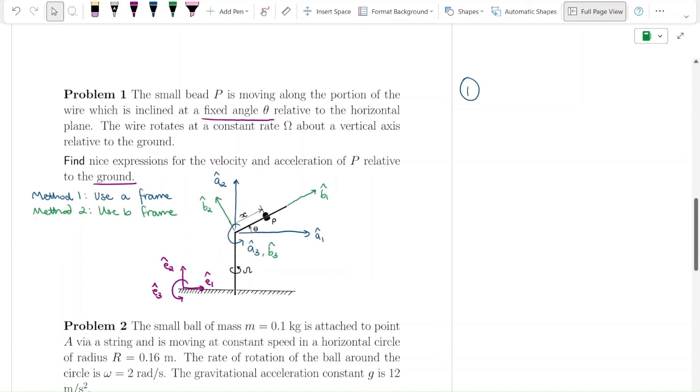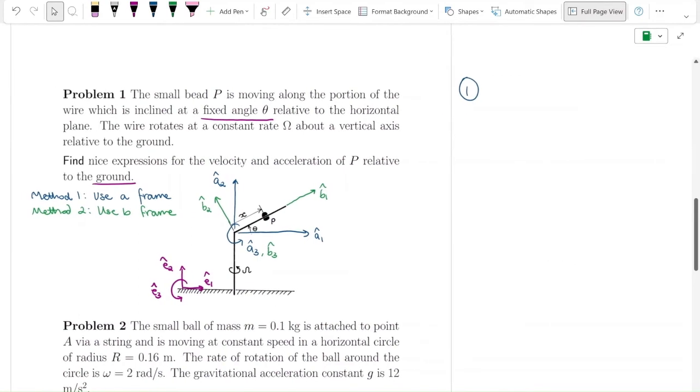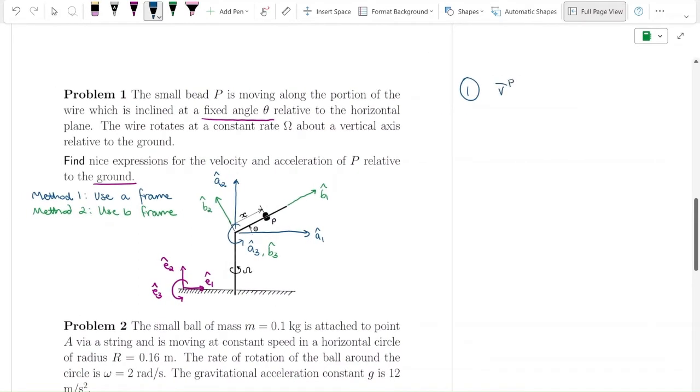Okay, so the question is, how do we find the velocity and acceleration? Well, we know that the velocity of point P with respect to the ground frame, so the E frame, is equal to the time derivative with respect to the E frame of the position vector from point O to the point of interest, or point P. Point O is a point fixed in the E frame, which is always going to be the frame you're differentiating with respect to. So in this case, it is the E frame.